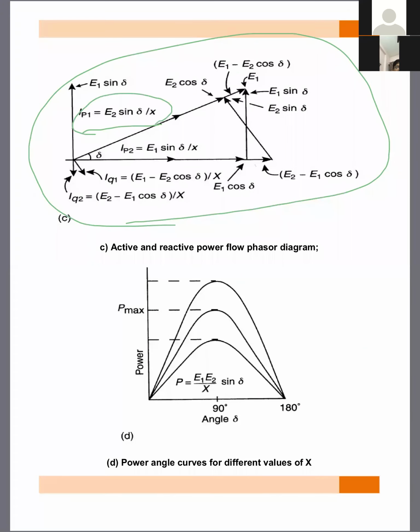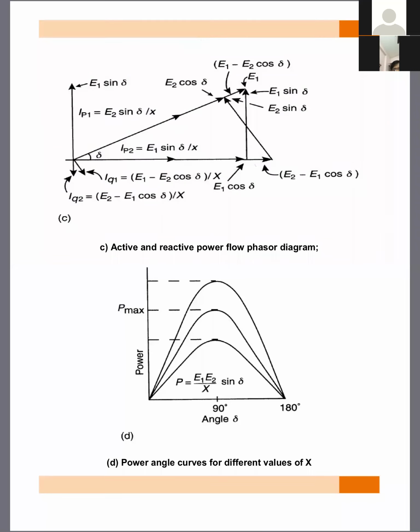The phase component of the current IP1 is equal to E2 sine delta by X, and IP2, the phase component of the current along with E2, is given by E1 sine delta by X. Then the quadrature component of the current with respect to E1 is IQ1, and with respect to E2 is IQ2. From that one, we calculate the powers.